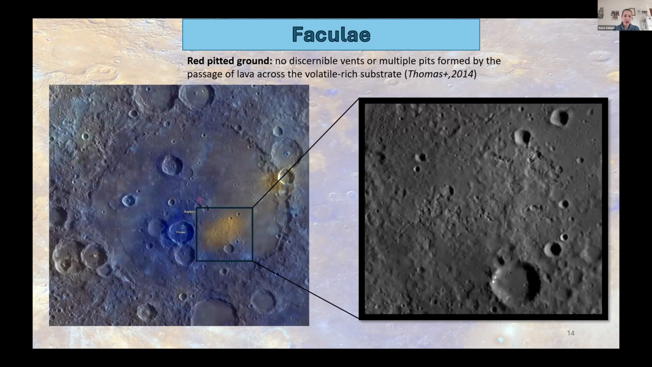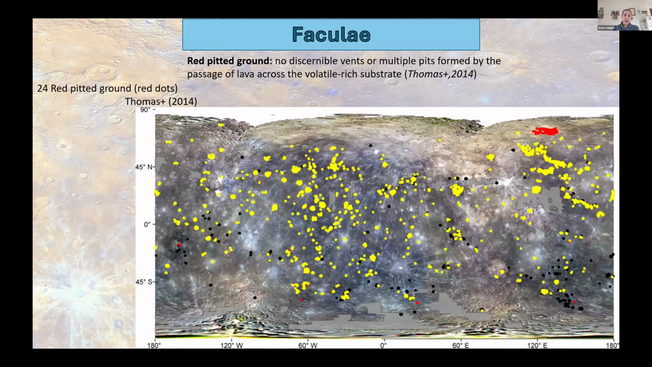And this is another case of the red pitted terrains in the Raphael crater, where you can observe that we cannot distinguish a unique event or multiple events, but we have pitted terrains. You can observe the pitted terrains here and in this part. And this is the map of the red pitted ground terrains, which are represented by the red dots. 24 pitted grounds were detected on Mercury.